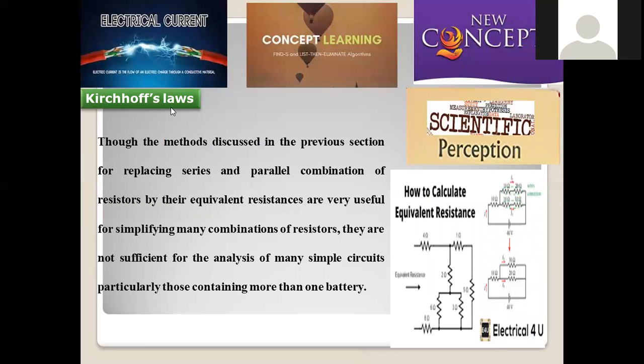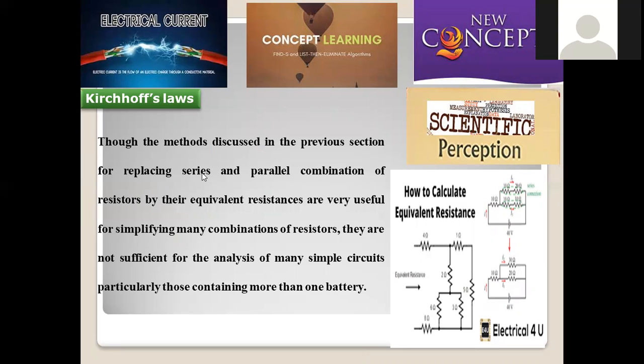Now, Kirchhoff laws are going to be discussed here. This is a kind of scientific perception, and Kirchhoff presented two laws with respect to electrical current, though the methods discussed in the previous sections replaced series and parallel combinations.